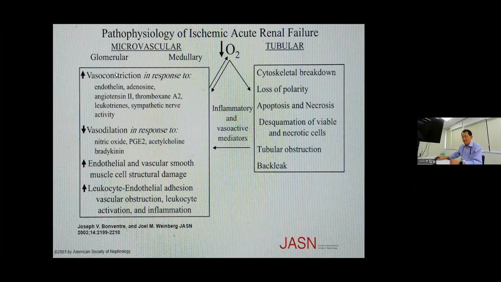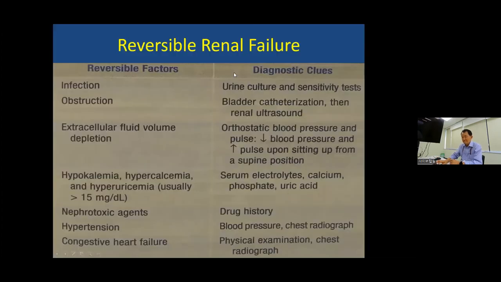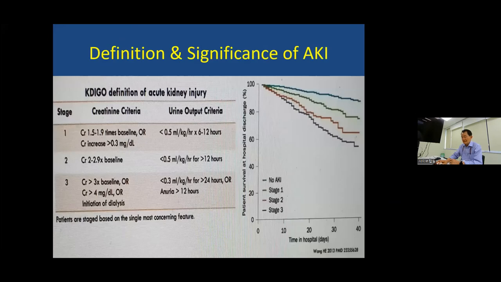In glomerular microvascular disease, there's vasoconstriction, vasodilatation, and certain endothelial damage. But on the tubular side, there is obstruction, apoptosis and so on. These are influenced by oxygen supply. In acute kidney disease, basically we still use creatinine criteria and urine output criteria, in stages 1, 2, 3. And that will make a survival difference.